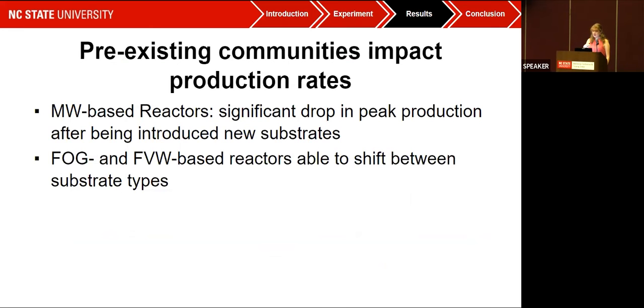So these results really highlight the importance of the pre-existing communities that are formed in anaerobic digestion. In the meat waste reactors, we had a significant drop in peak production after they were introduced to these new substrate types. This suggests that plants starting off should not load protein as their initial substrate, as these communities cannot handle changes and are not robust and resilient. The fat and the fruit and vegetable reactors were able to handle the changes in substrate types, even slightly increasing as we introduced new substrate types.